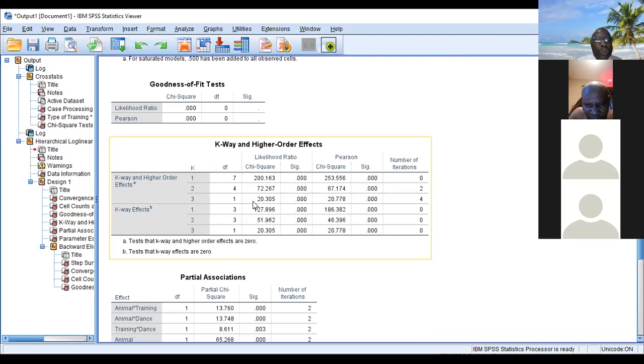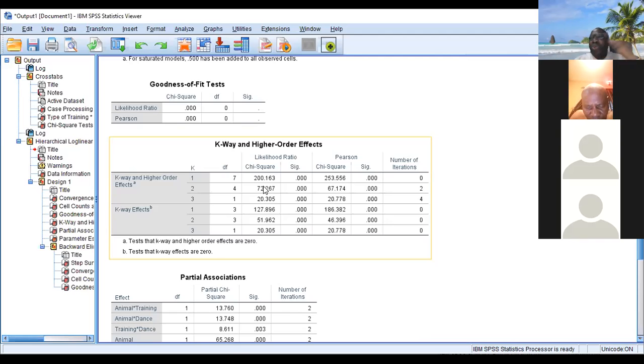Now, this number 2 is telling, when you say K and higher order, the first one is telling you, is there any association between the main effect plus all the higher K and higher order effects. So number 1 talks about all of them. Is there any association in the main effect? And all main effect means the animal, the training, and their interaction. Both the two-way interactions and the 3-way interaction.